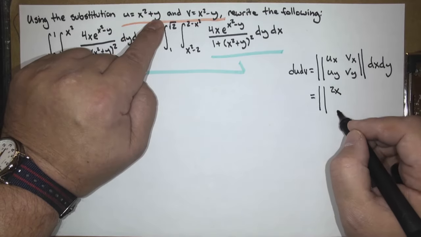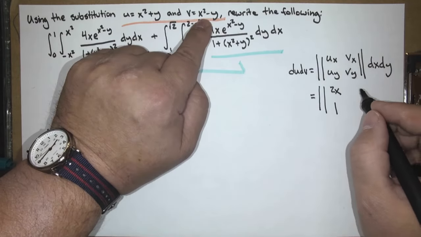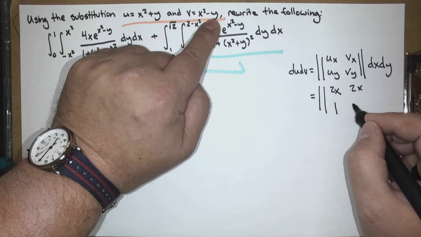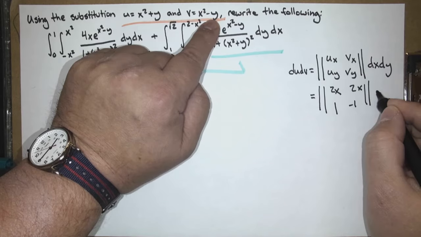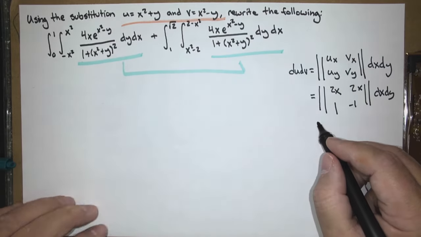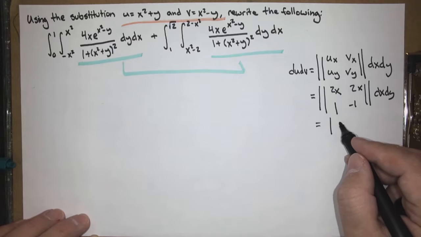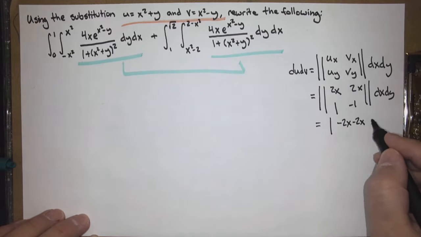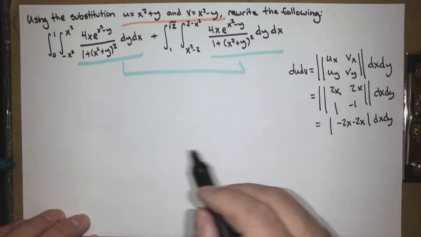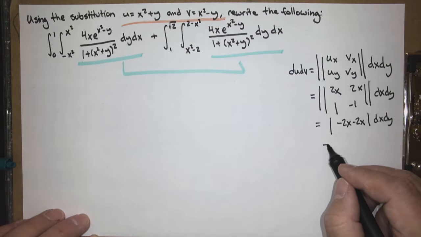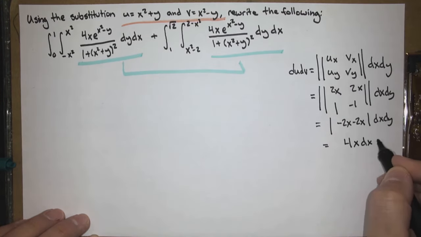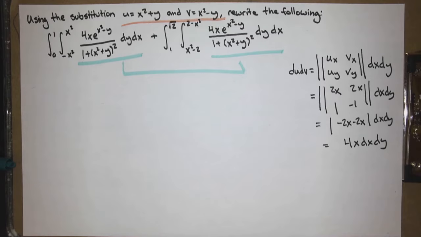2x, u sub y, 1, v sub x, 2x, v sub y, minus 1. We take this determinant, and we're going to get minus 2x minus 2x. Take the absolute value of this, x is always positive, and we get 4x dx dy. Okay, so now it's a little more interesting. Yes, 4x. Now, don't panic.